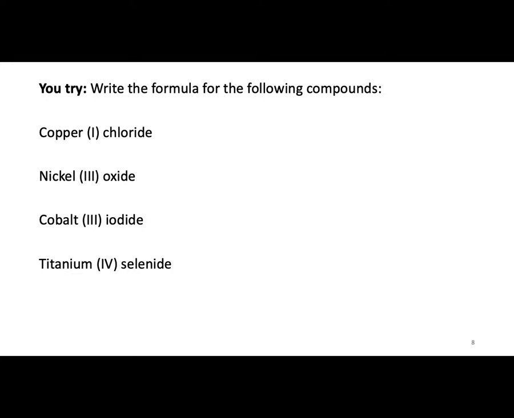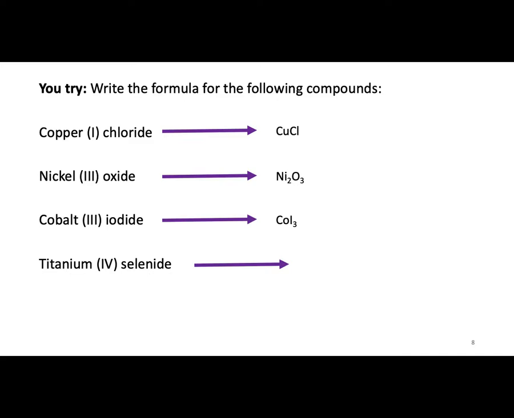Okay, how did you do? Let's look at the answers. Copper 1 chloride becomes CuCl. Nickel 3 oxide becomes Ni2O3. Cobalt 3 iodide becomes CoI3. And titanium 4 selenide, this is a bit of a tricky one, becomes TiSe2. That's because selenide is 2- and titanium is 4+, so we need 2 selenides to balance out the titanium.